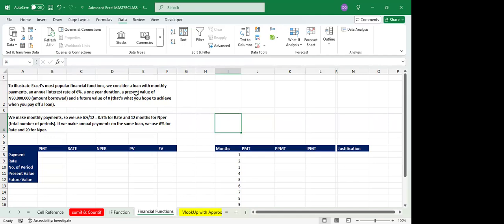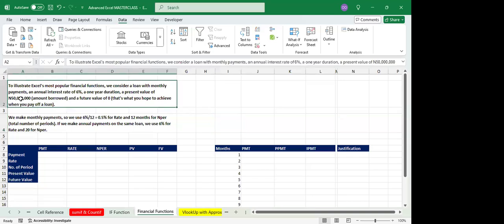Now, principal is the actual amount you borrow. For example, there's a scenario of somebody who has taken a loan of 50 million naira. You can see 50 million naira here. He borrowed a loan of 50 million naira. That 50 million naira is the principal based on the formula we were told in secondary school. The principal is 50 million naira. That's the amount you have borrowed.